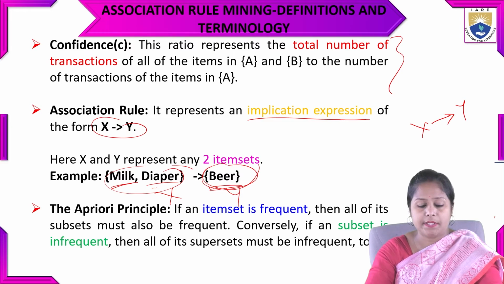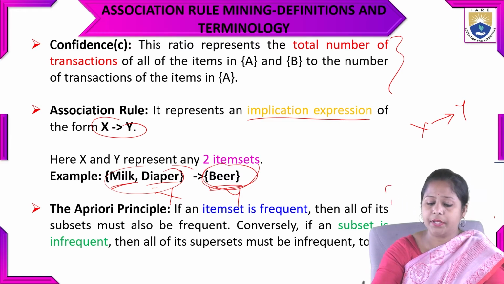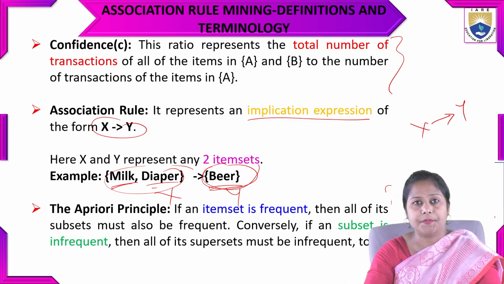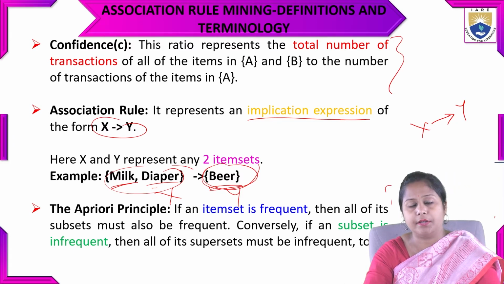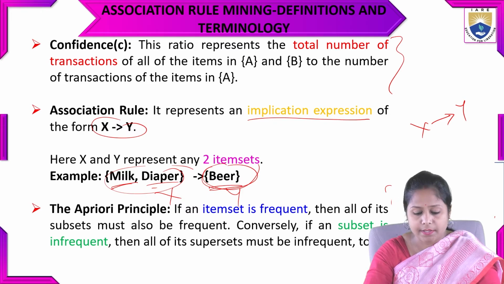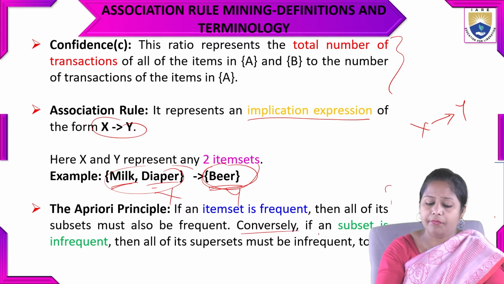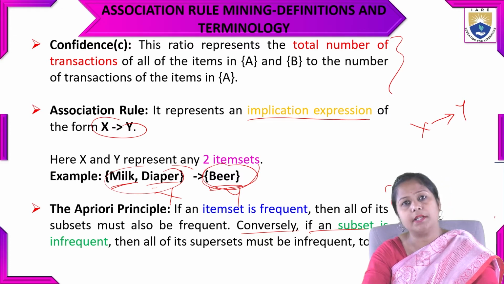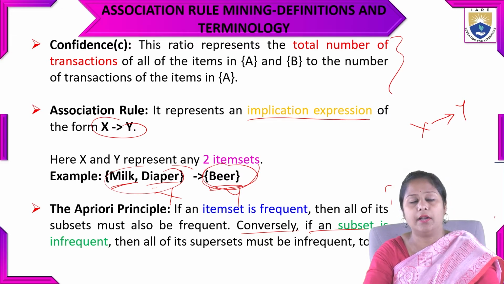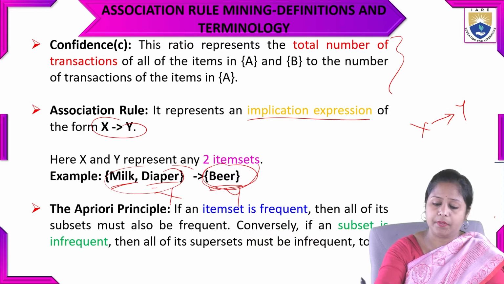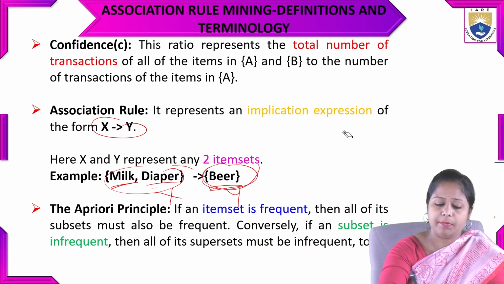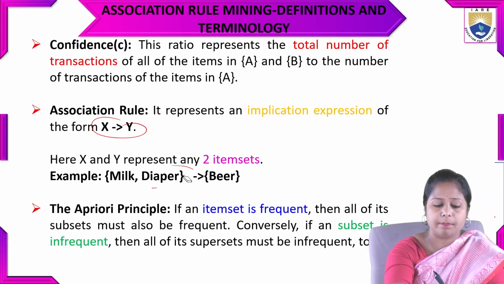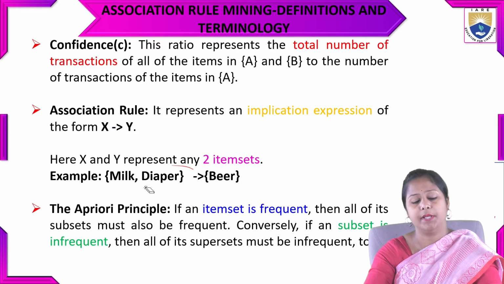What is the Apriori principle? If an item set is frequent, then all of its subsets must also be frequent. And conversely, if an item set is infrequent, then all of its supersets will also be infrequent. If these two conditions hold, the Apriori principle is applied.